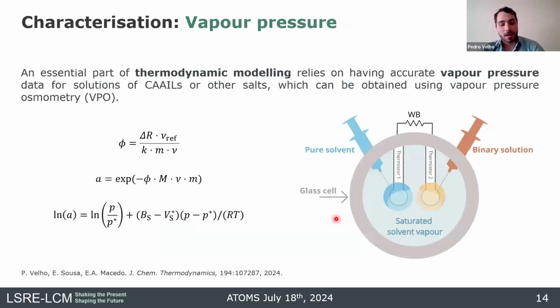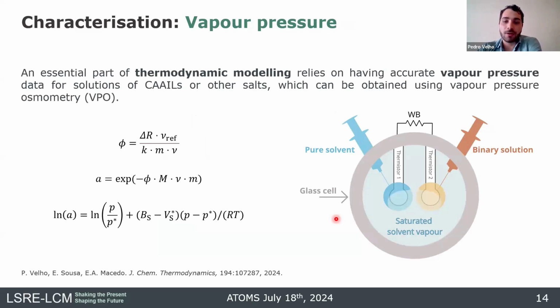Now, as I mentioned, the presence of ionic liquids in binary solutions, for example, has an unpredictable effect on the ideality of the mixture, since ionicity heavily depends on the ionic liquid and on the solvents present. Therefore, in our group, to help with this matter, what we do is use vapor pressure osmometry.